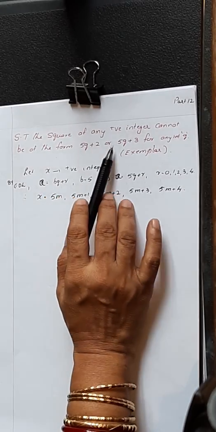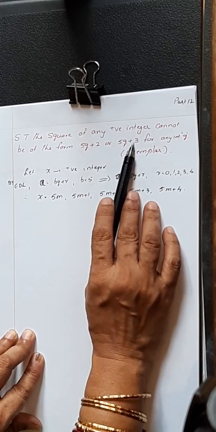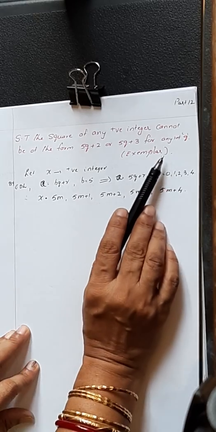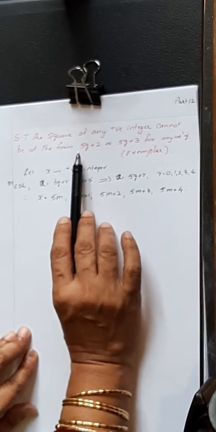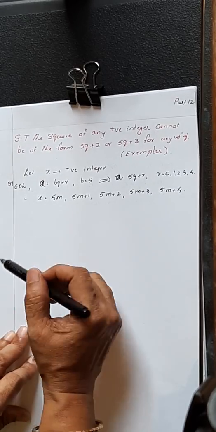Show that the square of any positive integer cannot be of the form 5q plus 2 or 5q plus 3 for any integer q. This is an NCERT exemplar problem. So here to prove it is not of the form, now we will see what are the forms possible. The same method we have to use.